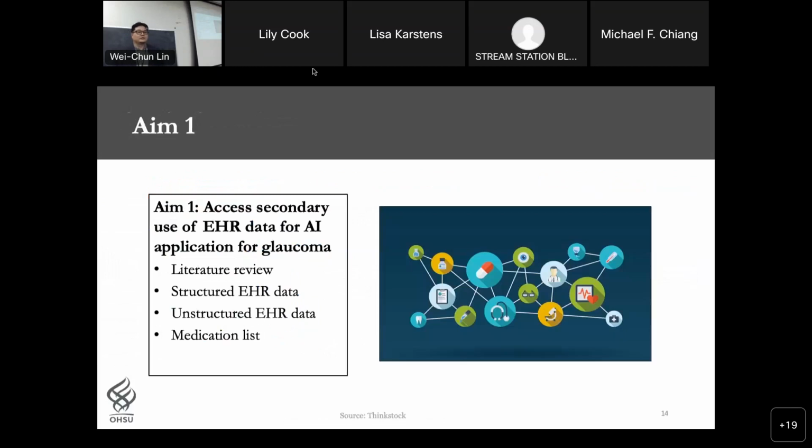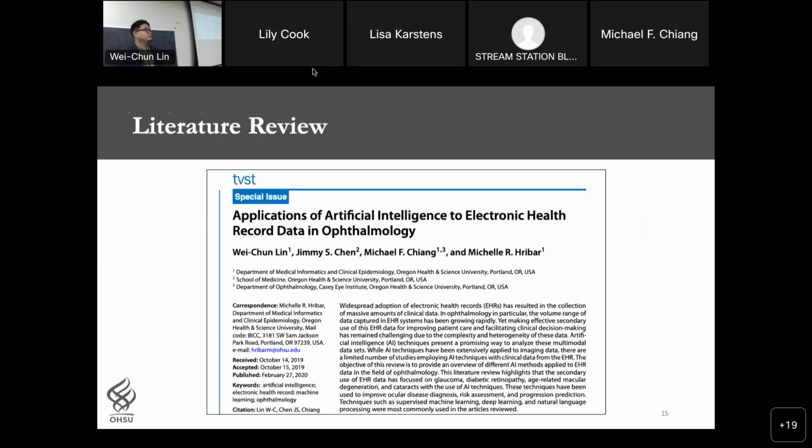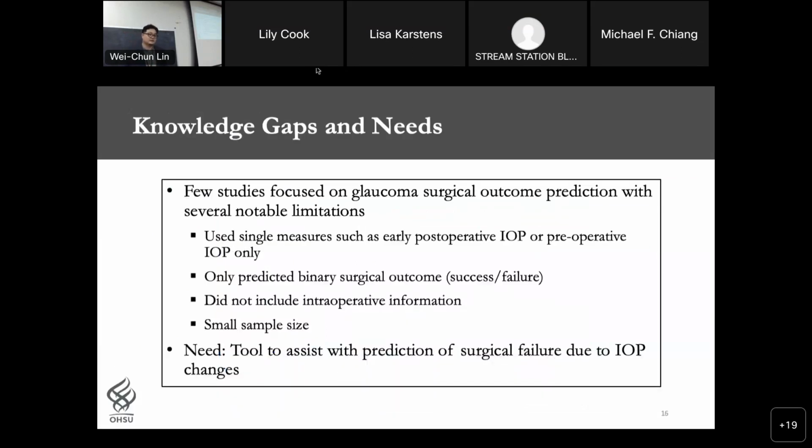So for Aim 1, the systematic literature review focused on the AI application using EHR data for eye disease and some risk factors of glaucoma progression and surgery. Also, I explored the different formats of EHR data, including the structured EHR data, unstructured data, and the medication list. The literature review work was published in Translational Vision Science and Technology Journal. We found several knowledge gaps and limitations in previous studies.